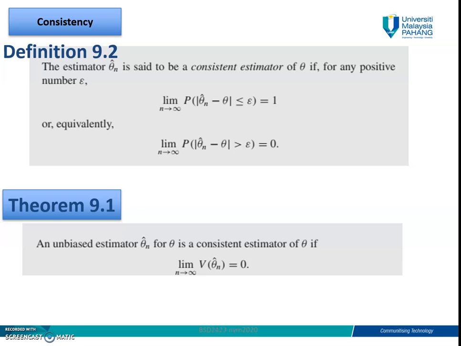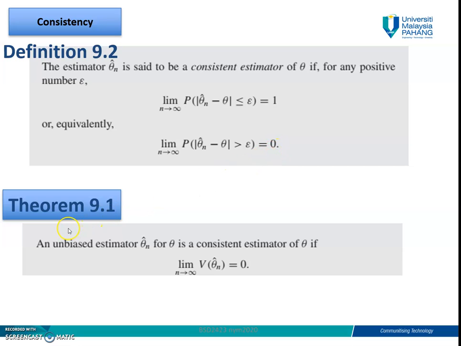Definition 9.2: the estimator theta hat n is said to be a consistent estimator of theta if for any positive number epsilon, the limit as n goes to infinity of the probability that the absolute value of theta hat n minus theta is less than or equal to epsilon equals 1. Or equivalently, the probability that theta hat n minus theta is greater than epsilon converges to 0.